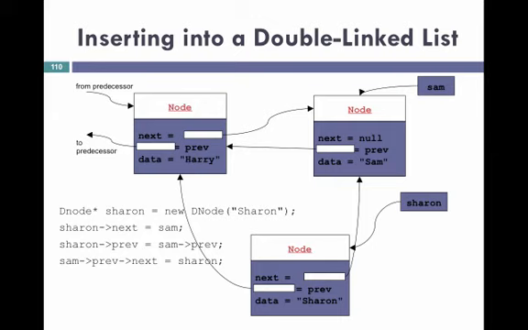Now we need to update Harry and Sam to not point to each other, but instead point to Sharon. So Sam arrow previous arrow next: Sam arrow previous points to Harry, and arrow next is this data field here. Instead of pointing to Harry, this assignment will change Harry's next field to point to Sharon. And finally, Sam arrow previous is going to be assigned Sharon. So that updates this data field. And now we've correctly inserted Sharon into our double linked list.